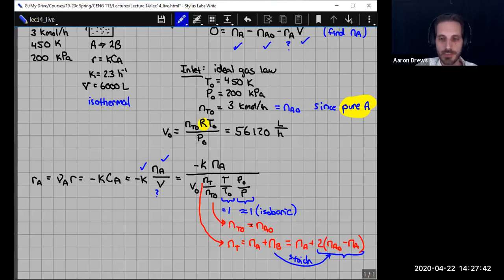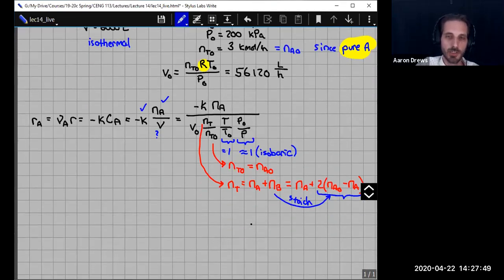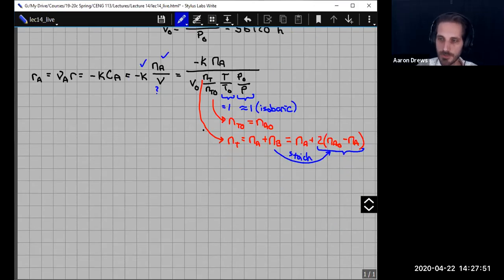Usually that only happens if you have a single reaction. If you have more than one reaction, boy, I don't know if you're going to be able to write something like that. It's usually pretty tough. So we can then write N sub T will be equal to 2 times N_A0, minus that, and then minus N sub A.